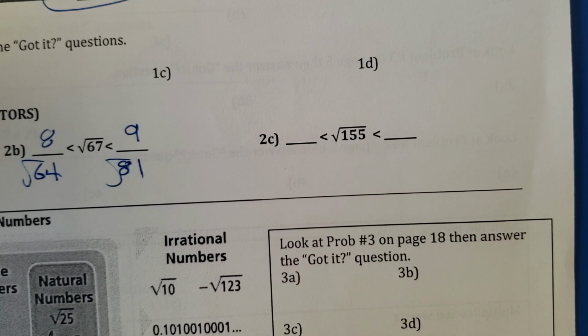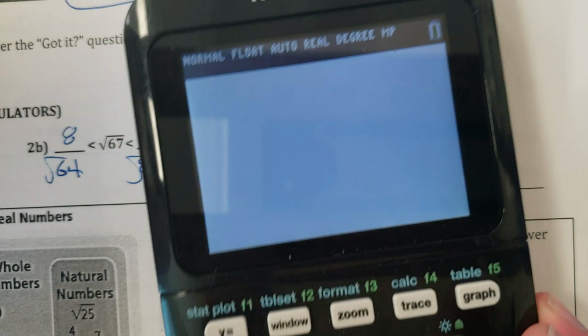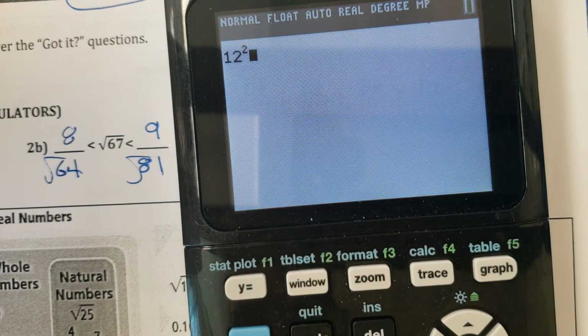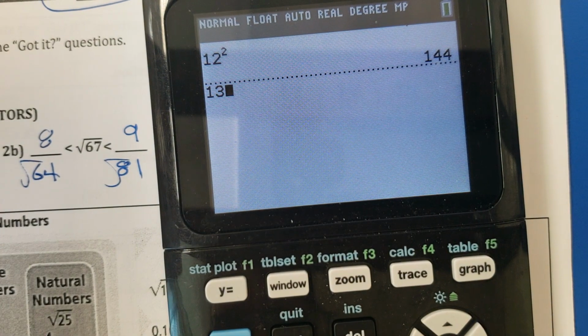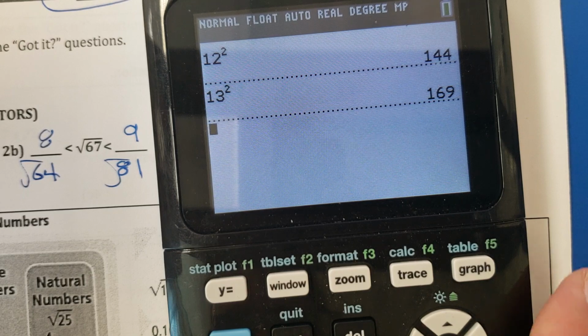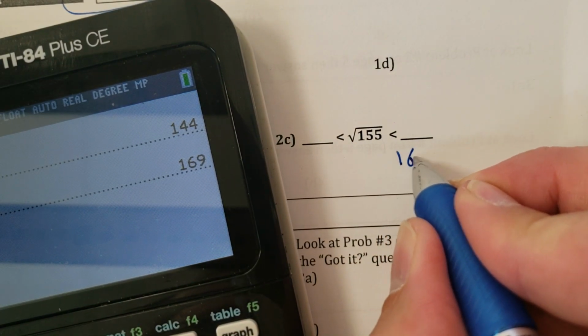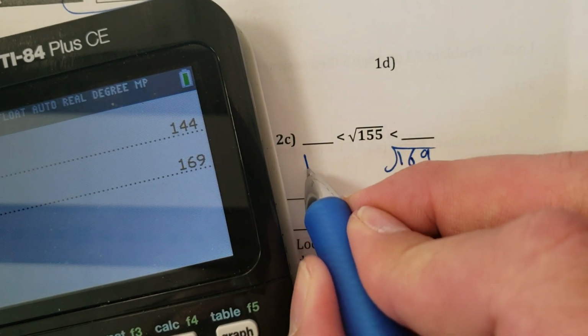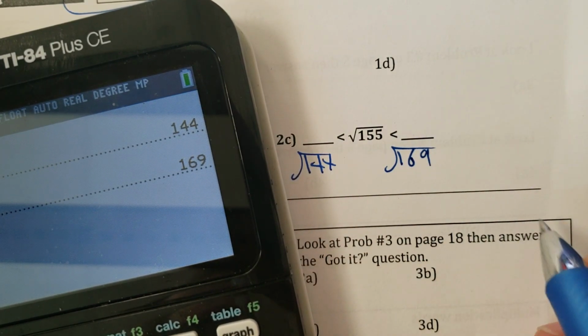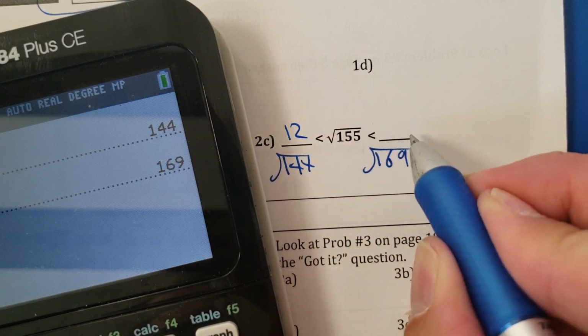155. Ooh, I don't know. I don't have a perfect square list in front of me. I think 12 squared is pretty close. 13 squared. Wow, good job. I am a math teacher. I guess I got pretty lucky there. 169, 144. So that would be between 12 and 13.